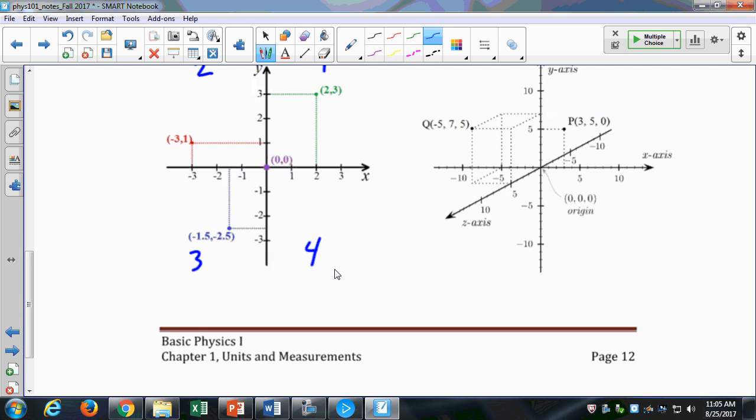Notice here, if I have a point, say 2, 3 right here, my first point is x, so I go 1, 2, over, and then I go 1, 2, 3, up. That's how I find my xy coordinates. And then also down is negative, to the left is negative. This is called a right-handed coordinate system. If you have a left-handed coordinate system, it's switched back.